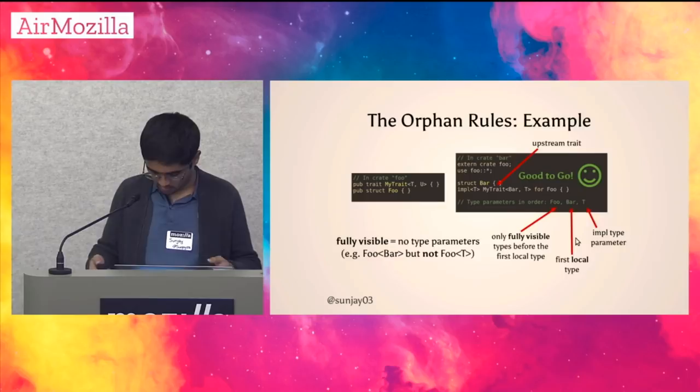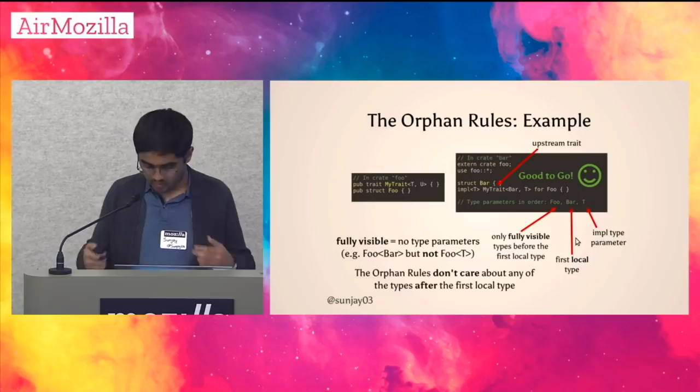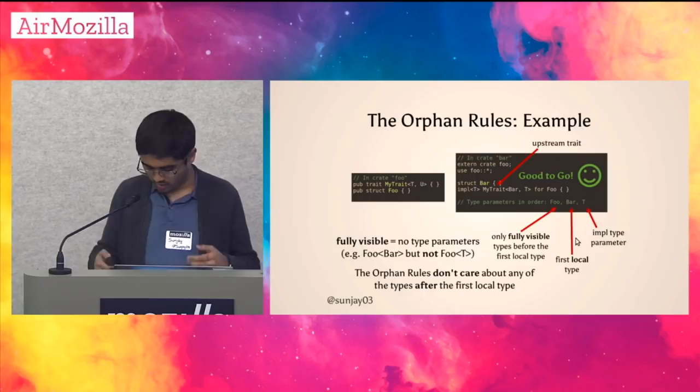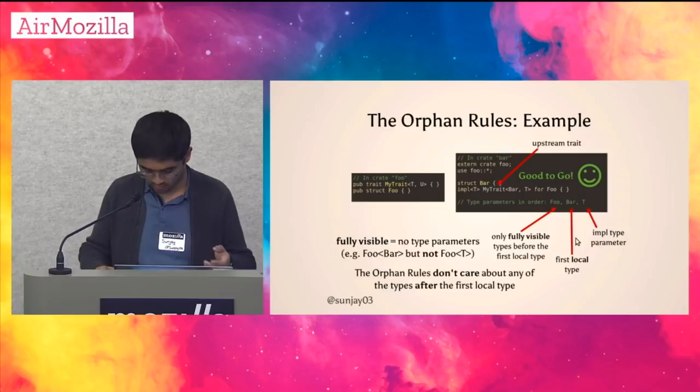One important observation here is that any types after the first local type don't actually matter at all, according to the orphan rules. That means that we can put any type after Bar at all, including type parameters, even though we weren't allowed to include those before Bar in the order of the type parameters.